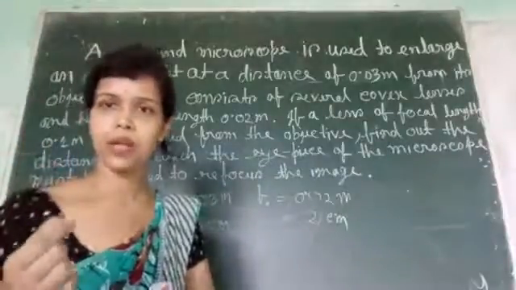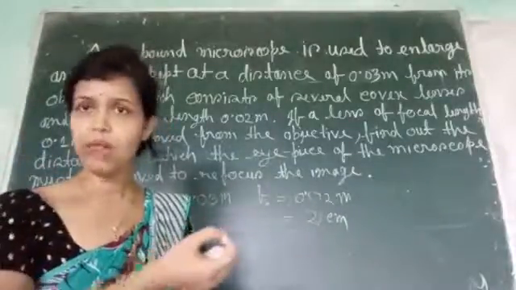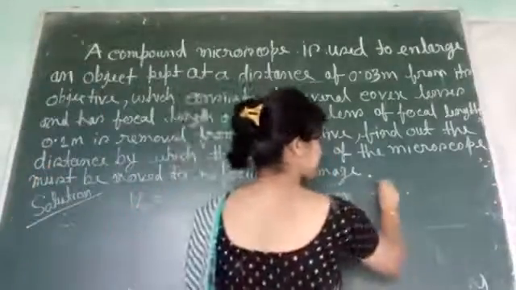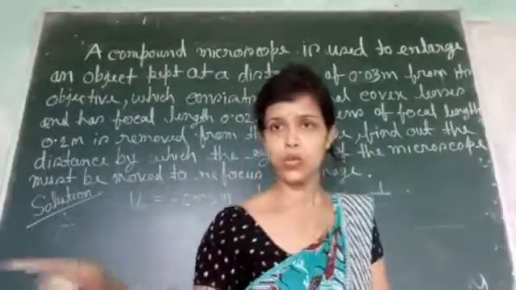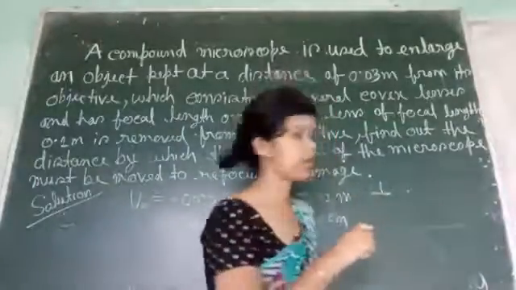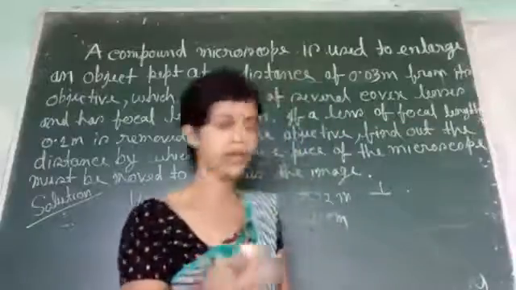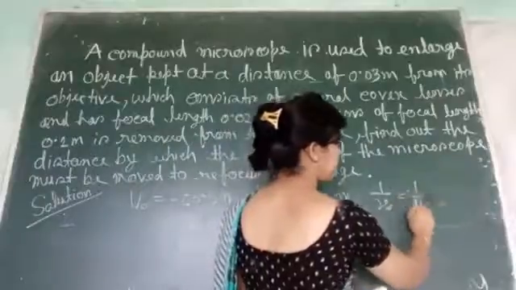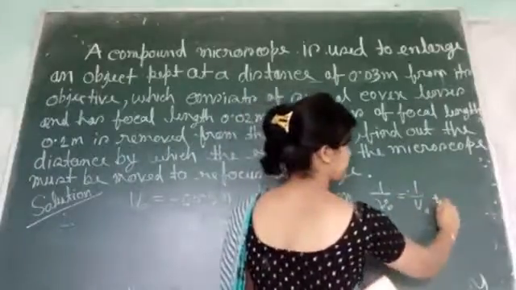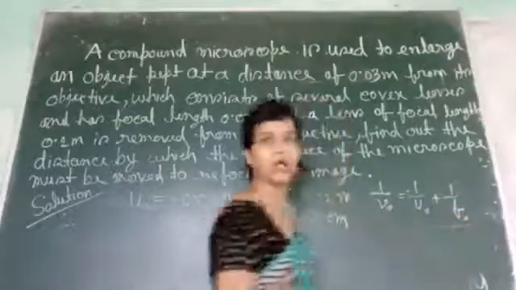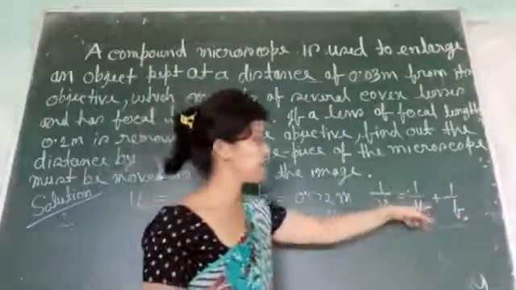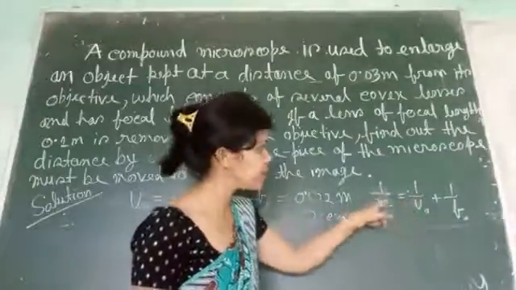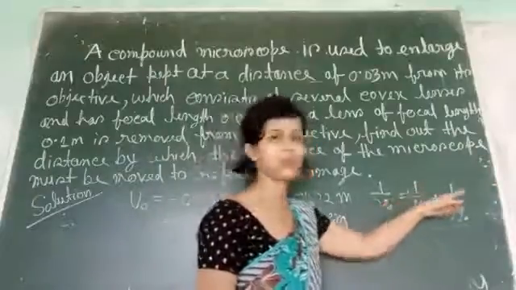We have to calculate the value of the image distance. So what is the lens equation? 1 by v minus 1 by u is equal to 1 by f. Here the image distance is taken as v naught. That is why we get 1 by v naught is equal to 1 by u naught plus 1 by f naught. I think all of you are clear how we get this relation. From the relation 1 by v minus 1 by u equal to 1 by f, we get 1 by v naught is equal to 1 by u naught plus 1 by f naught.